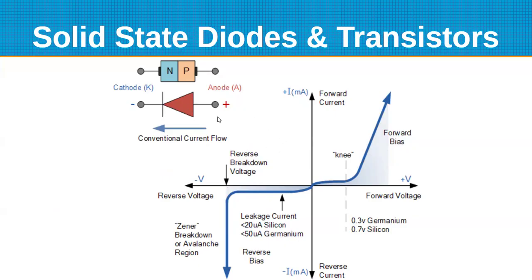And in all these, remember, we're talking about conventional current flow from positive to negative, where in reality, electrons flow from negative to positive.